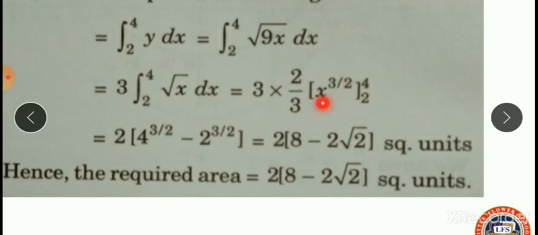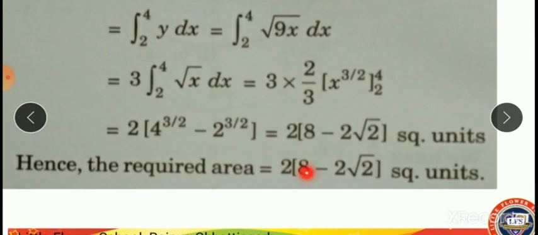Substitute the limits, upper limit then lower limit. Upper limit: 3 divided by 3 is 1, 2. Substitute upper limit 4 raised to 3 by 2. Here the lower limit is 2 raised to 3 by 2. 4 raised to 3 by 2 is 8, and this is minus 2 root 2 square units. This is our required answer.